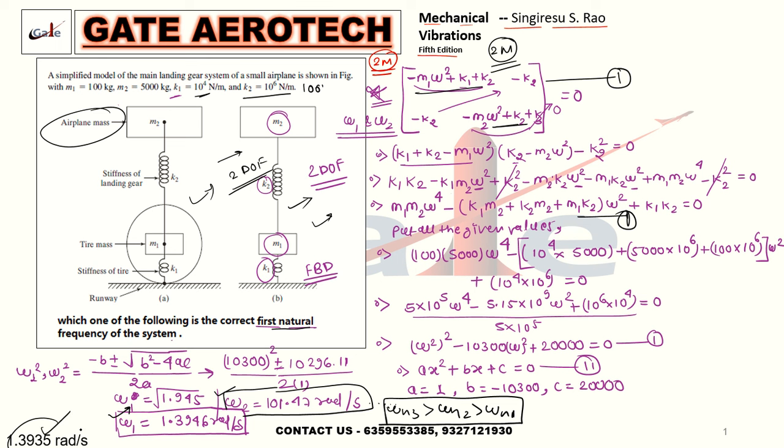You can match with this; the key I have already written. So the first natural frequency is approximately 3946 radian per second that we are getting.